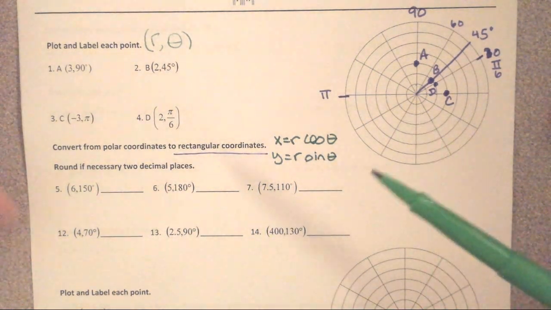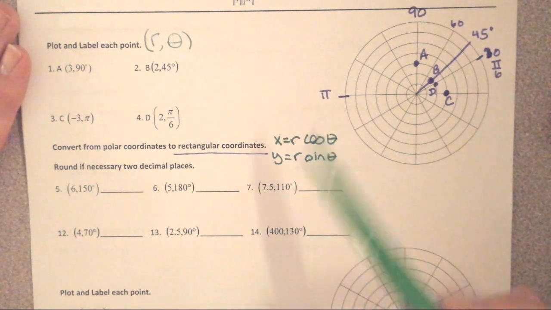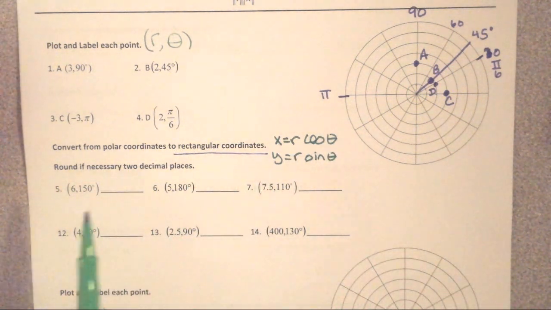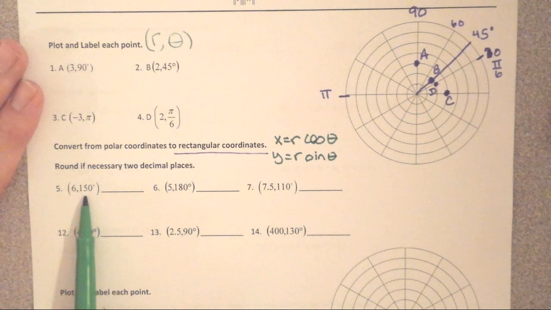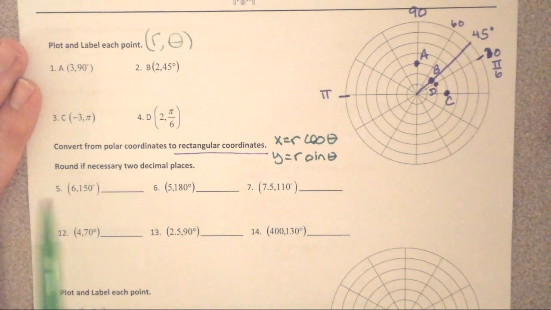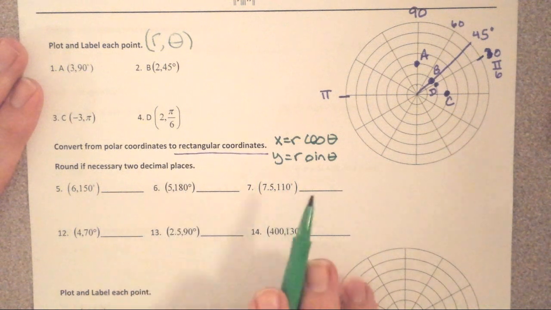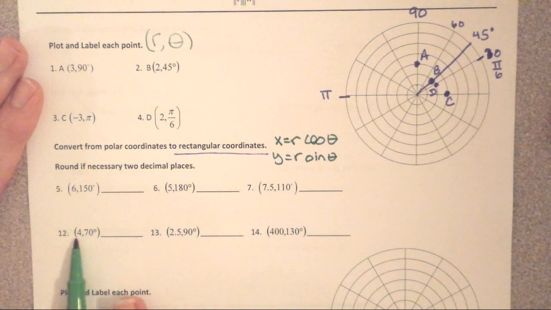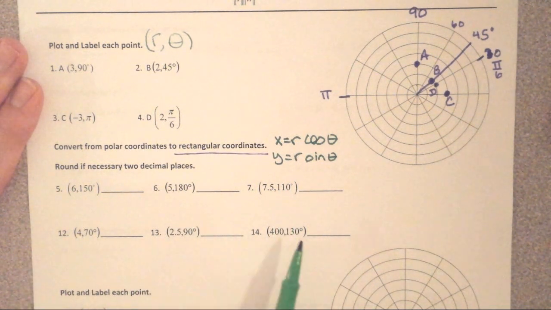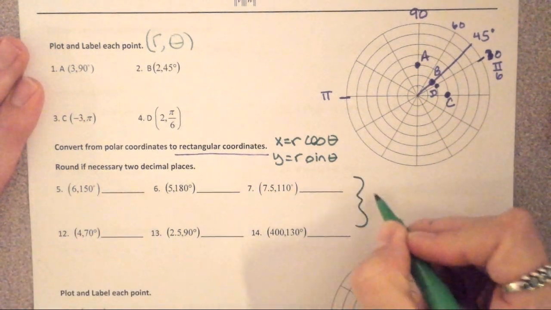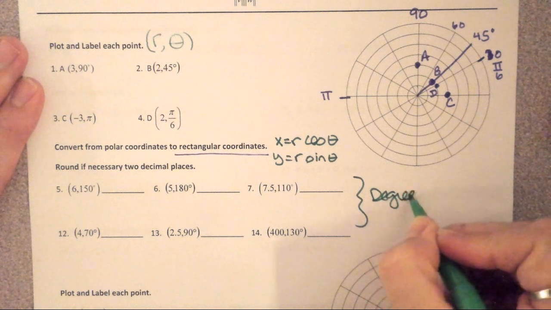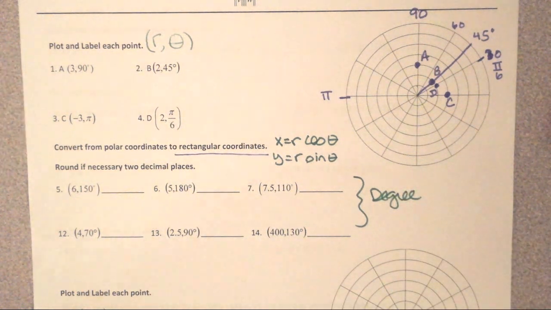And the only thing you have to be careful of as you're working these problems on your test is that if your theta says degree, you need to make sure you're in degree mode. If your theta is a radian, you need to be in radian mode. So I'm going to go look at all of these real quick and label them before I start. That's 150 degrees, 180 degrees, 110 degrees, 70 degrees, 90 degrees, and 130 degrees. So these 6 problems will all be in degree mode when I type them in my calculator.